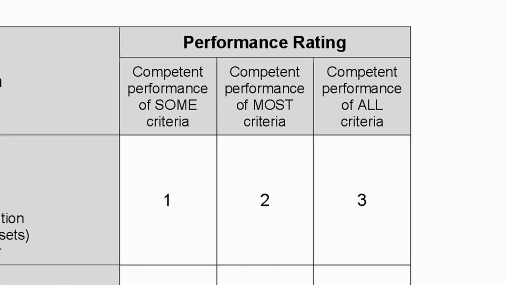If they do all or almost all of these things really well, then you can give them a 3. If they do most of these things well, you can give them a 2. And if they do only some of these things well or none at all, then you should give them a 1.